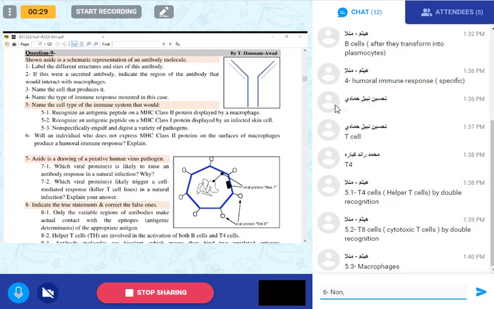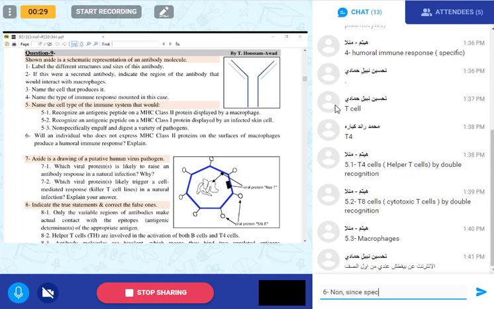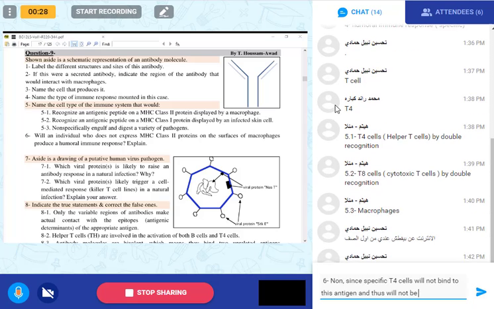No, since specific T4 cells will not bind to this antigen and thus will not be able to activate specific B lymphocytes.